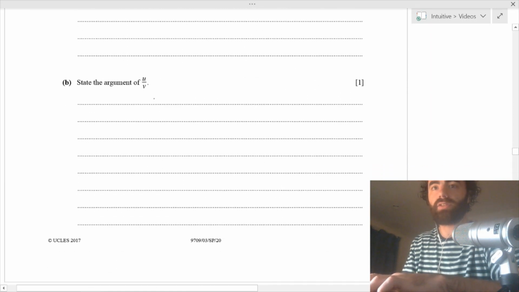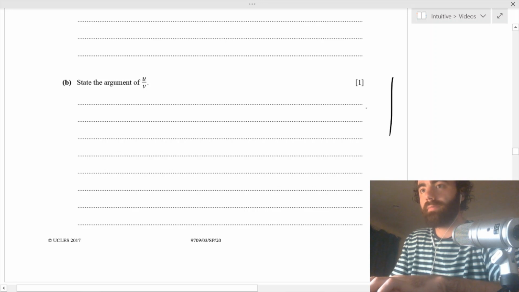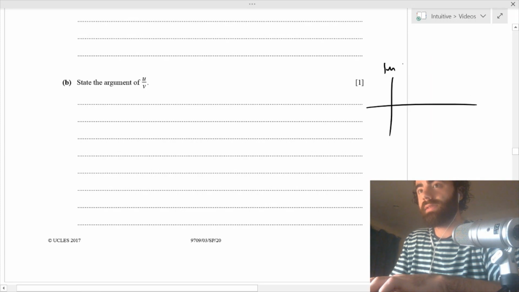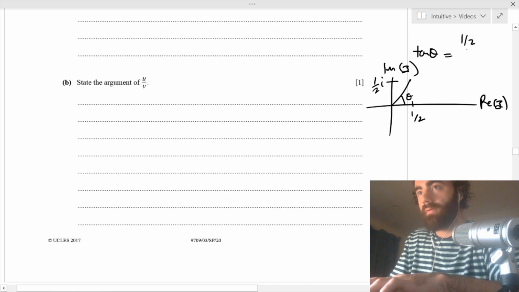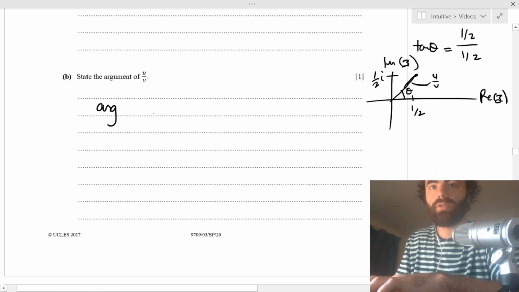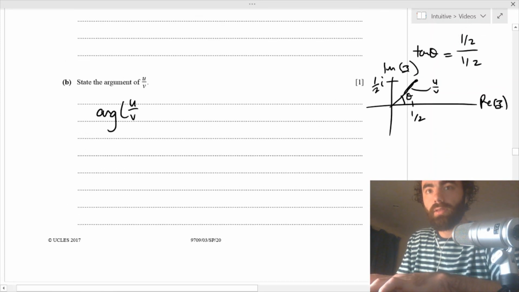State the argument of u over v. Well, for these I just sketched them. So let's do a quick sketch over here. So what does this look like? Remember, this is our imaginary axis, and this is our real axis. So u over v is at 1/2 on the real and 1/2 on the imaginary, and the argument is here. So what is that? Well, that's just going to be tan theta equals 1/2 over 1/2. So I just sketched it. This is our u over v.